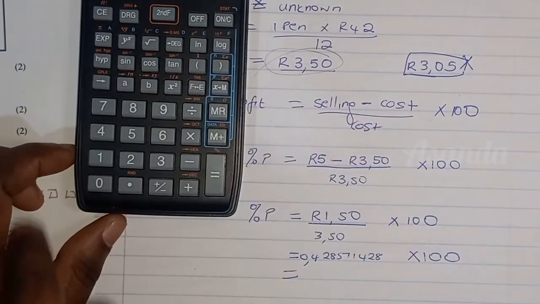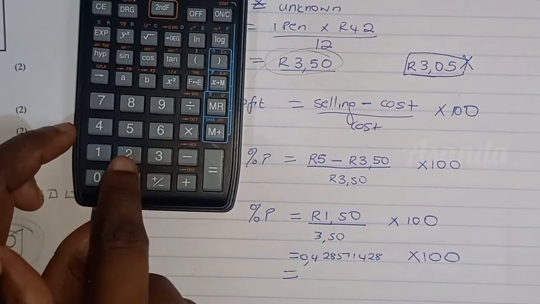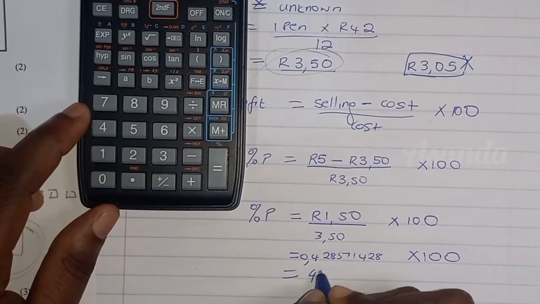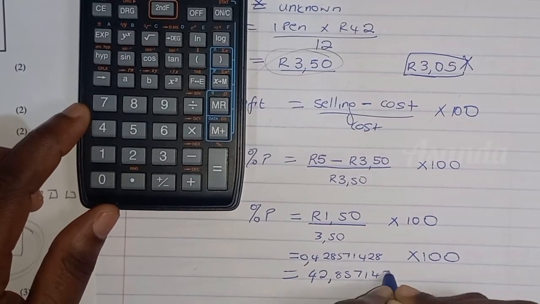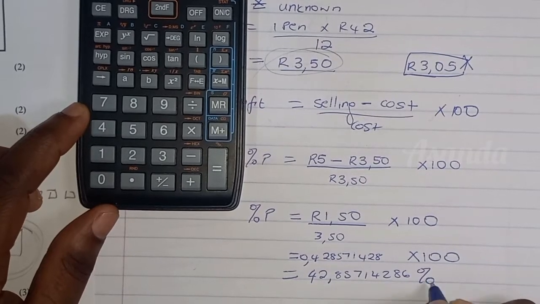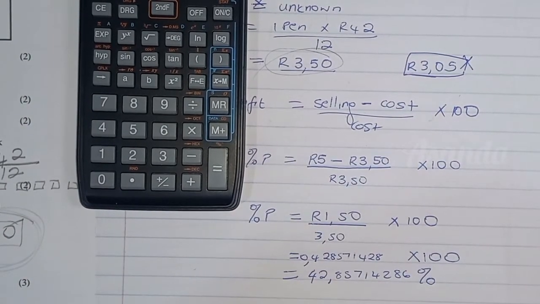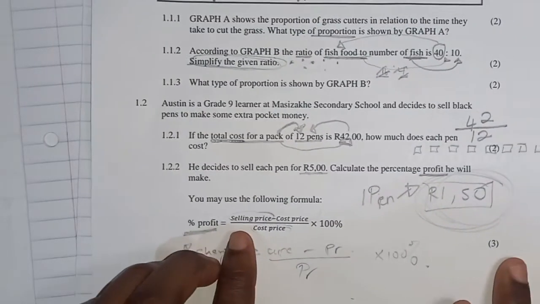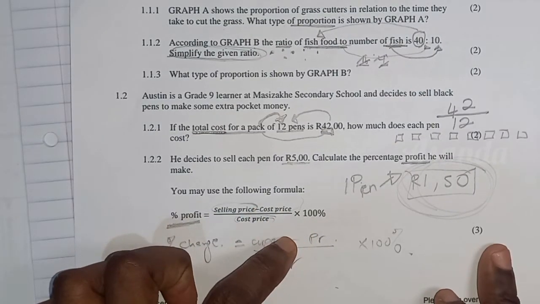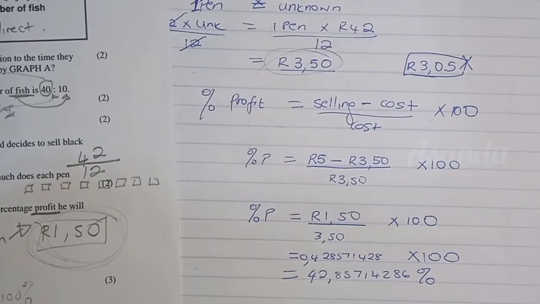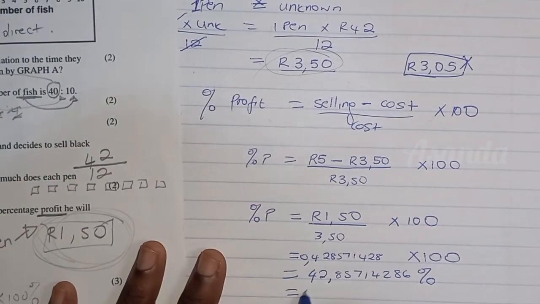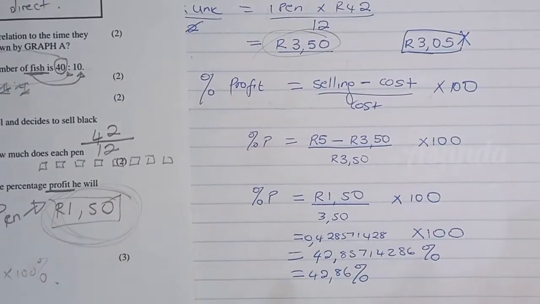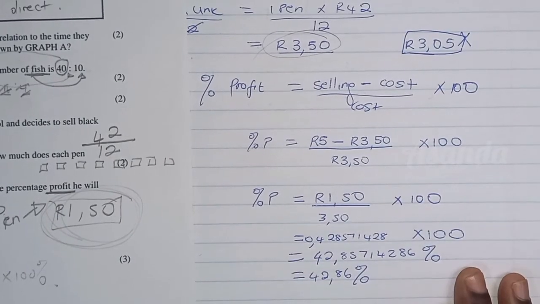And then times by 100, and then I get 42.857142 point 6, and this is percentage. So I'm just going to check if they said anything about rounding. If they didn't, then I can round off to any decimal. There is nothing there that says I must round off. So I'm going to round off to 2 decimal or to a whole number, whichever I like. I like 2 decimal. So I'm just going to say 42.86%. If you round off to a whole number, it's fine. You don't have to worry about that because the question didn't ask you to round off.